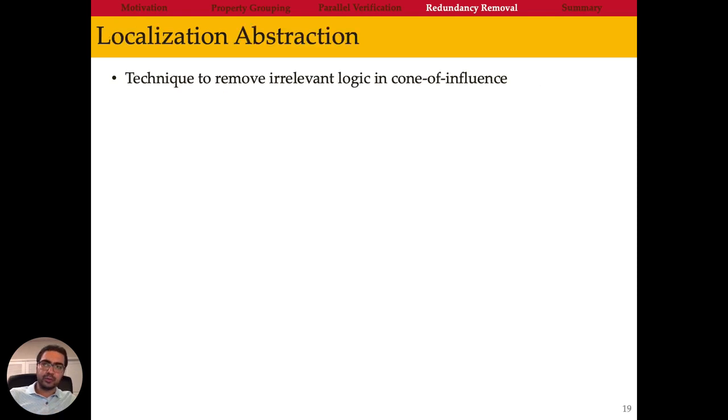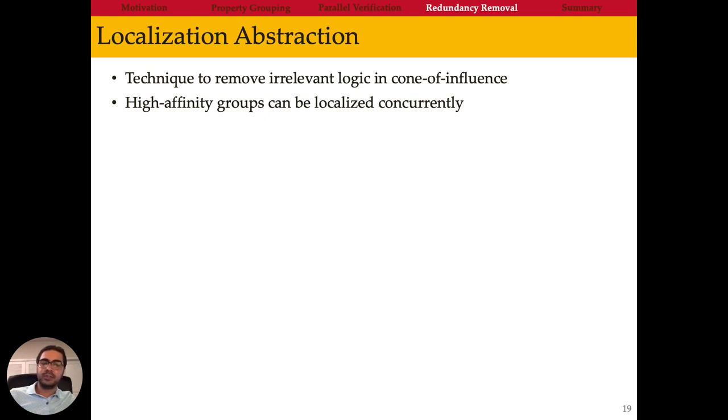To give you an overview of localization abstraction, it is the process to remove irrelevant logic in the cone of influence of a property, that is, the part of the logic not required to prove or falsify a particular property.